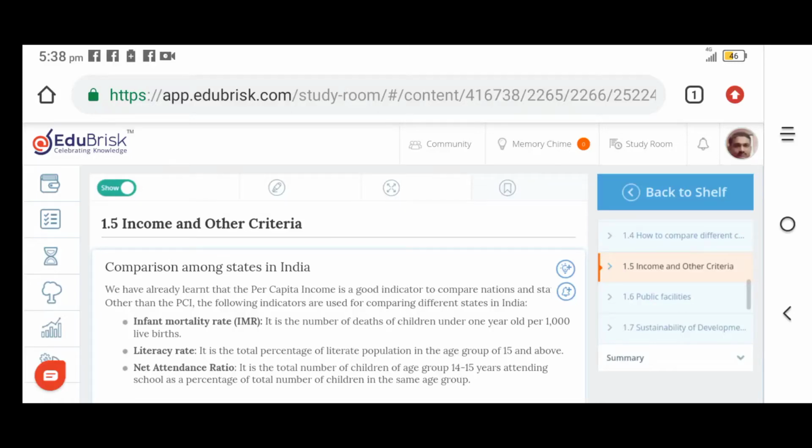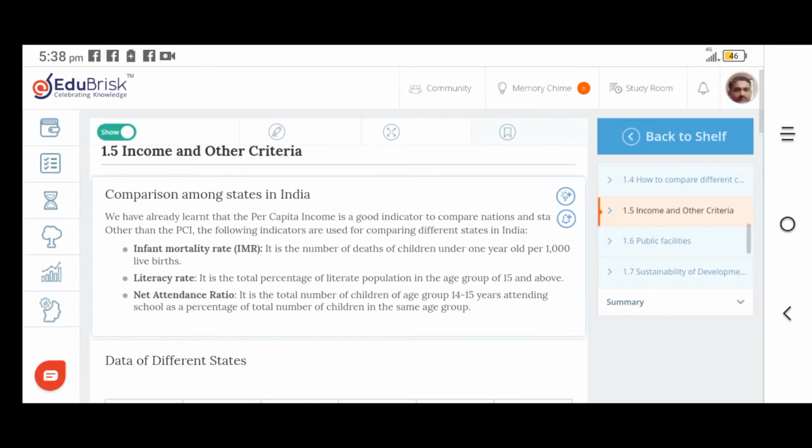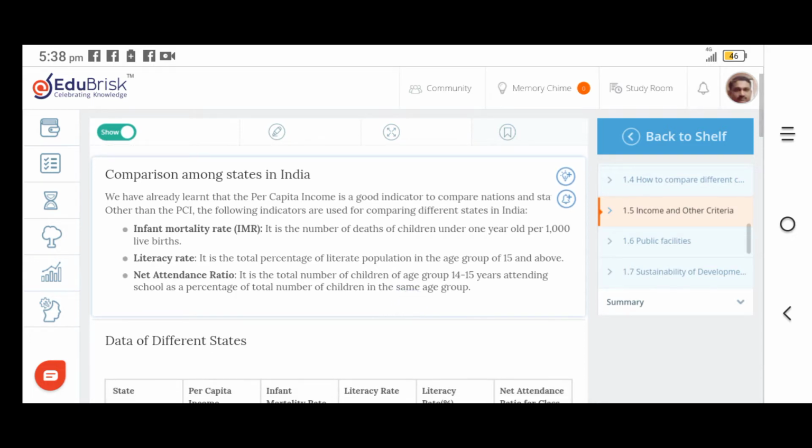Good afternoon, children. Today, let us study the lesson Balance of Development: income and other criteria, comparison among states in India. We have already learned that per capita income is a good indicator to compare nations and states. Other than per capita income, the following indicators are used for comparing the different states in India.